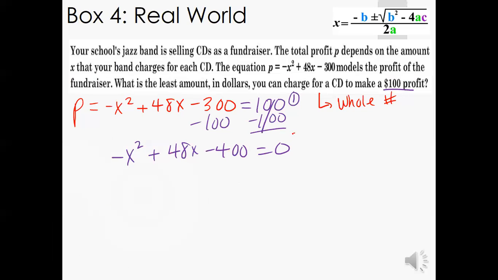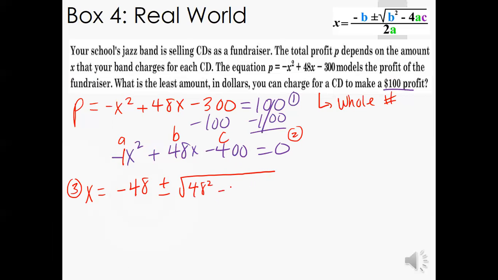Then step two is to identify our variables. We have A is 1, B is 48, and C is negative 400. Step three is to plug in. So X equals negative B plus or minus the square root of B squared minus 4AC, divided by 2A.